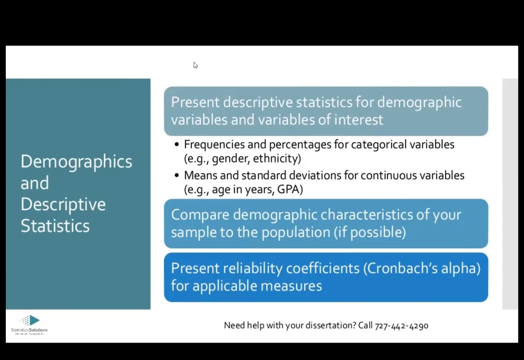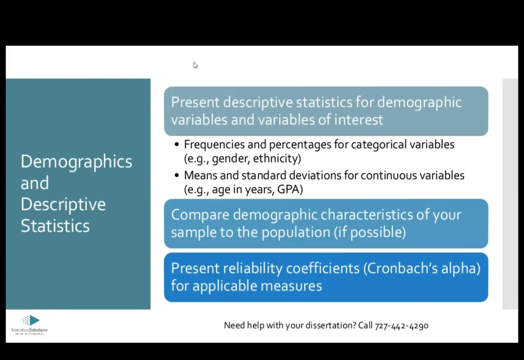And the purpose of that is to ensure that the measurements that you're using are true measurements of the variables that you're looking at. So we just want to make sure that you are using things that are going to give you a really good feel for these particular variables that you're studying.